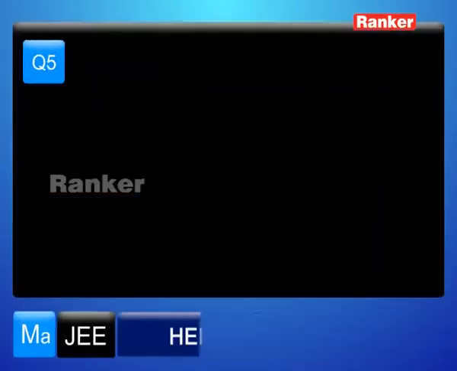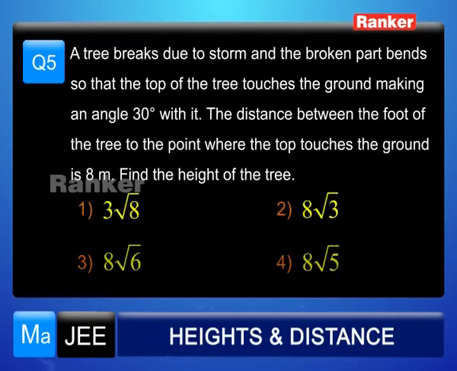Question number 5. A tree breaks due to storm and the broken part bends so that the top of the tree touches the ground and making an angle 30 degrees with it. The distance between the foot of the tree to the point where the top touches the ground is 8 meters. Find the height of the tree.